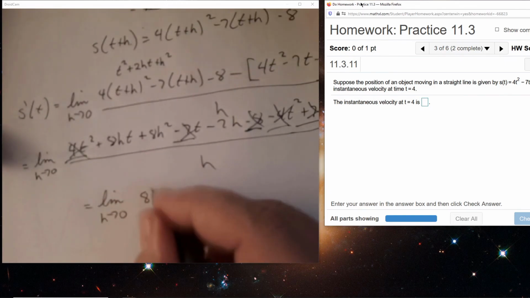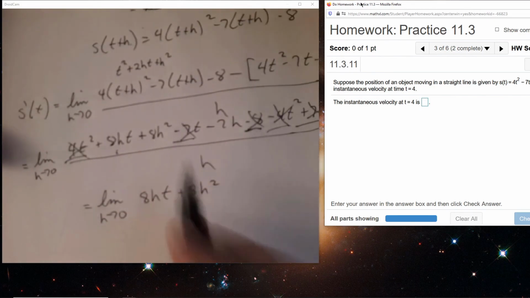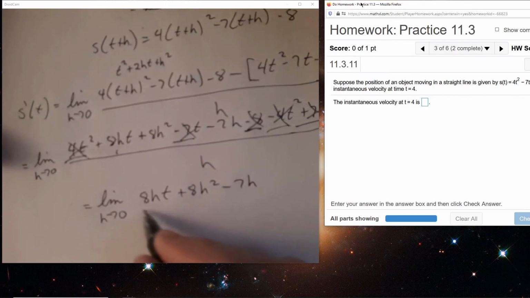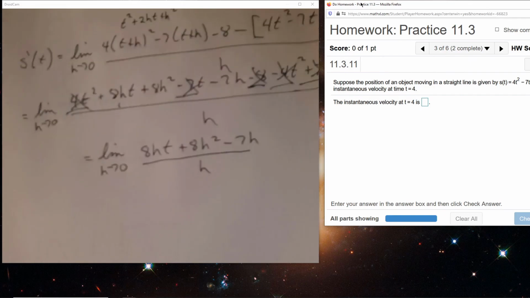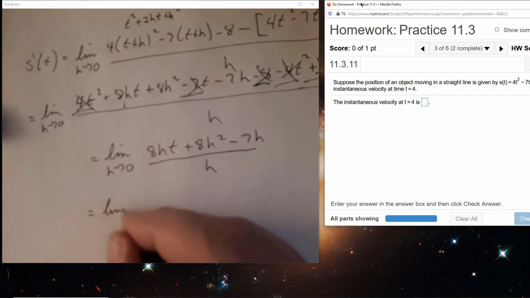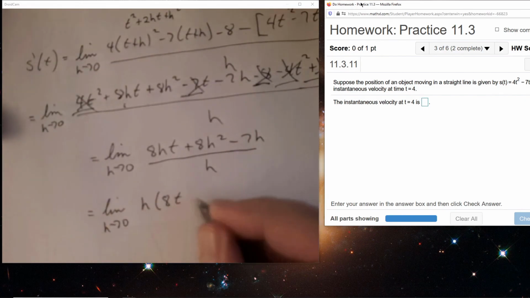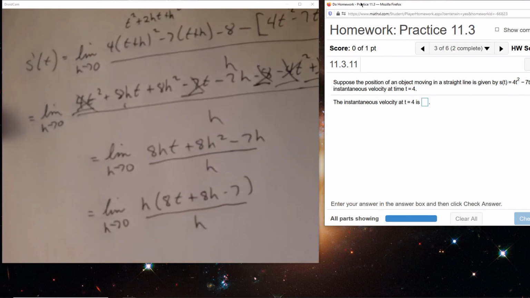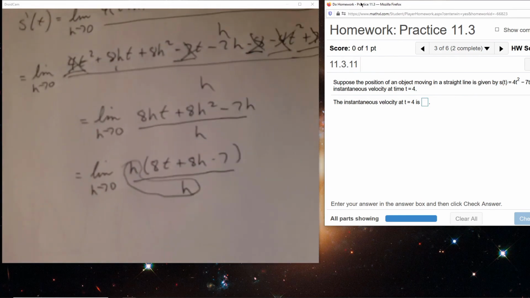So we've got 8ht remains, plus 8h squared remains, and a minus 7h remains, all over h. And the numerator has a greatest common factor of h, which means we can now divide out the h in the denominator. And we accomplish our goal of getting rid of that h.